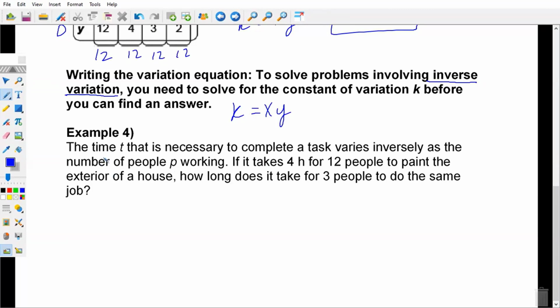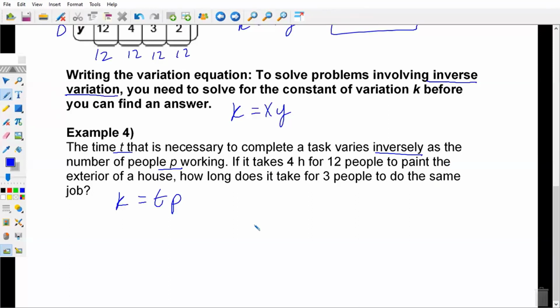All right, here we go. The time t that is necessary to complete a task varies inversely as the number of people P working. If it takes 4 hours for 12 people to paint the exterior of a house, how long does it take for 3 people to do the same job? Okay, so your T varies inversely with your P. That means your K equals your T times your P. Does that make sense? So we're going to find our K value.